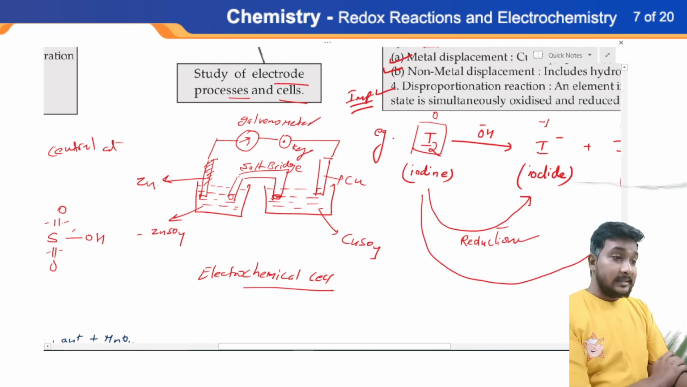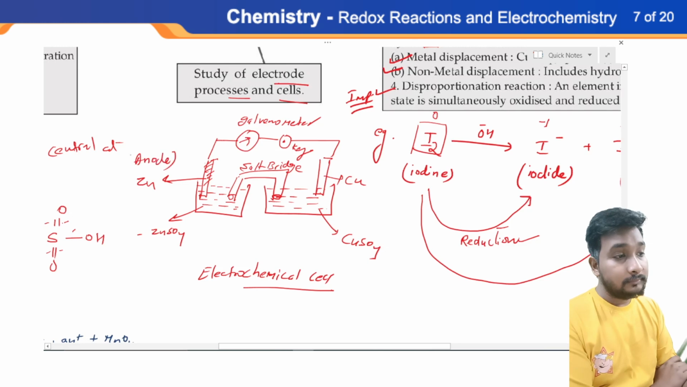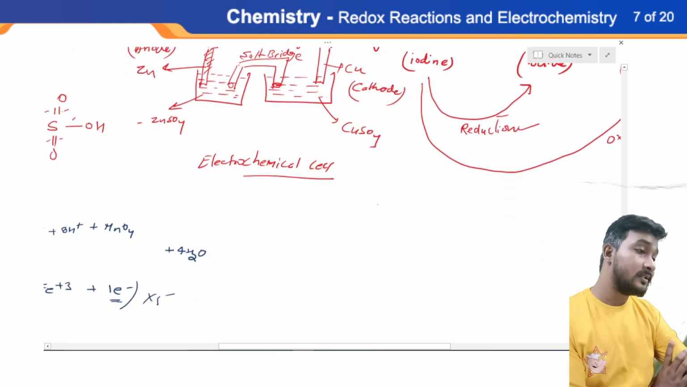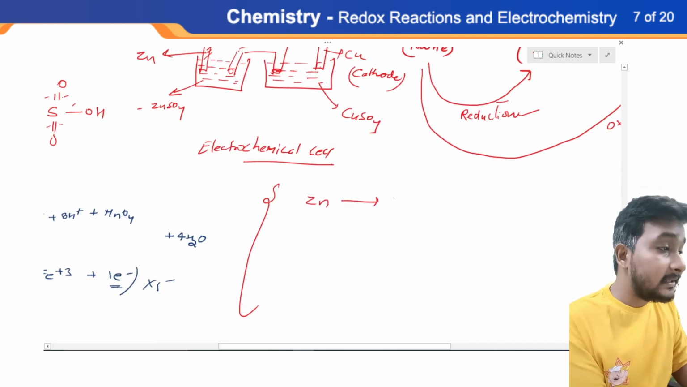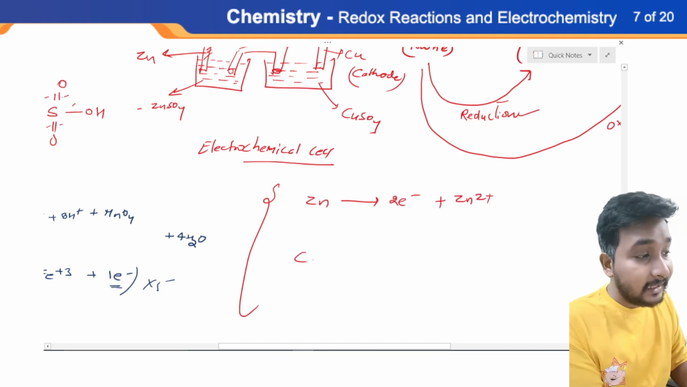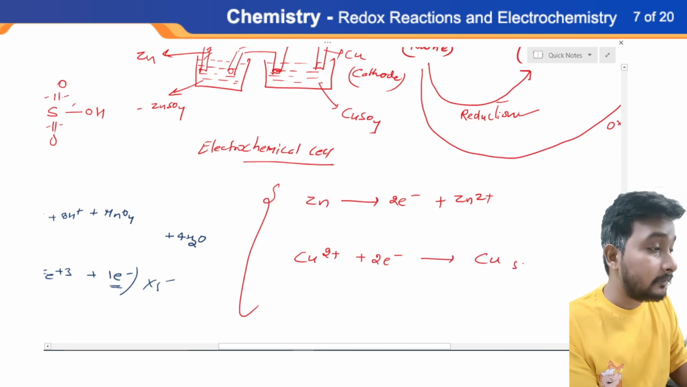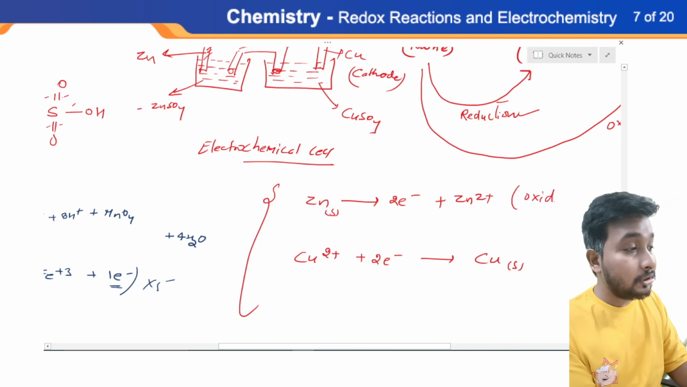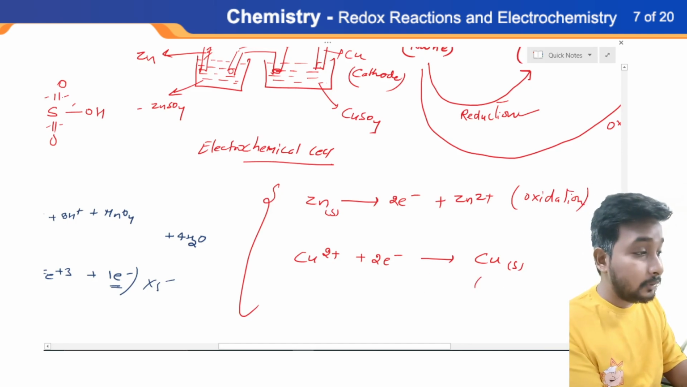We can understand this with the help of the diagram I have made here. Zinc is dipped in ZnSO4, copper is dipped in CuSO4. Zinc is acting like an anode, but the copper electrode is acting like a cathode. Why is it so? Because if we observe the chemical processes happening in the cell, zinc is releasing two electrons and converting itself into Zn2+. These electrons are captured by Cu2+ ions present in the solution, which convert into solid Cu. So zinc liberating two electrons is the oxidation process, obviously as we have read. And Cu2+ ions gaining two electrons is the reduction process.